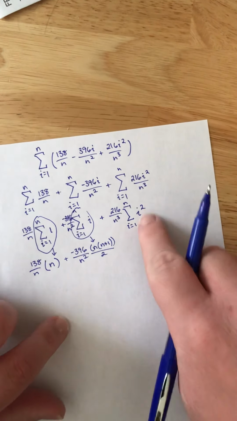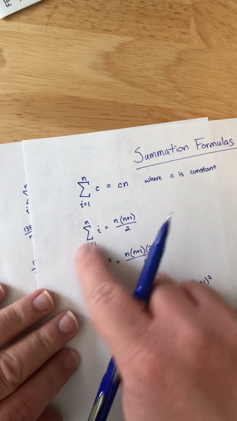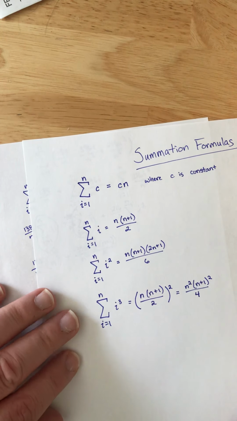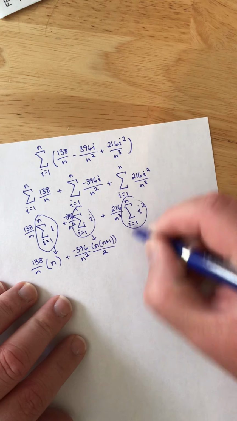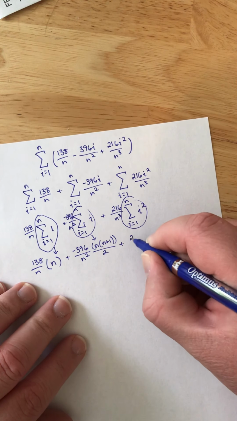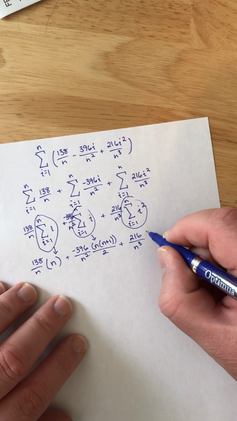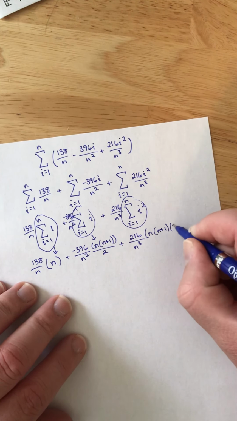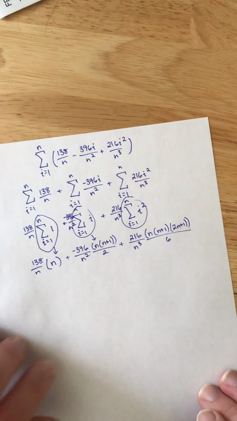All right, this last one is an i squared. Again, got a formula for it. i squared, if you take the summation of it, it's going to turn into n times n plus 1 times 2n plus 1 over 6. So this summation, that's what that's going to turn into. So I'm going to write plus 216 over n cubed. And I'm going to multiply that by n times n plus 1 times 2n plus 1 all over 6.